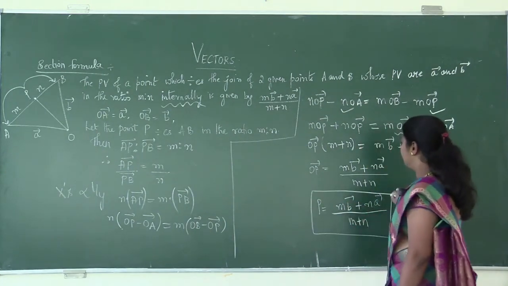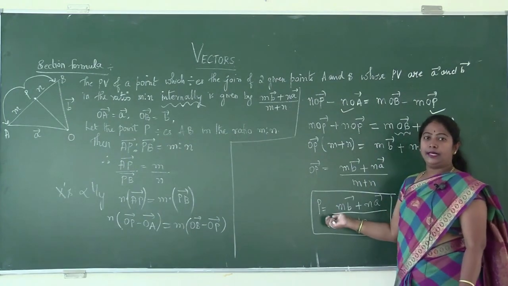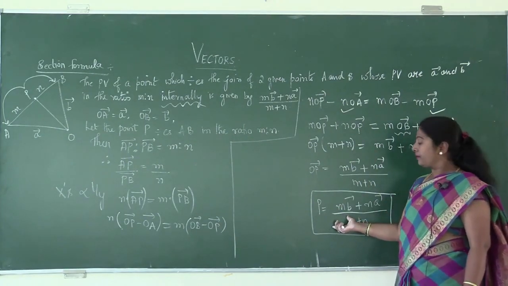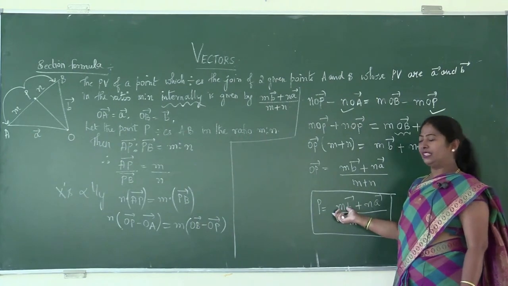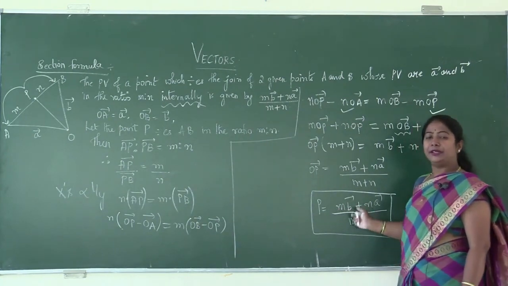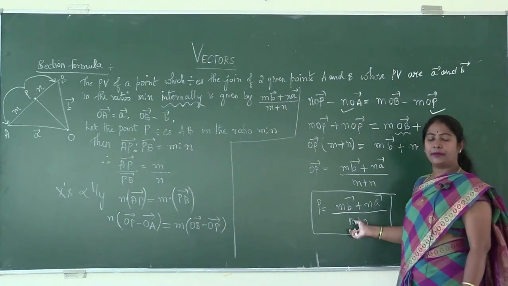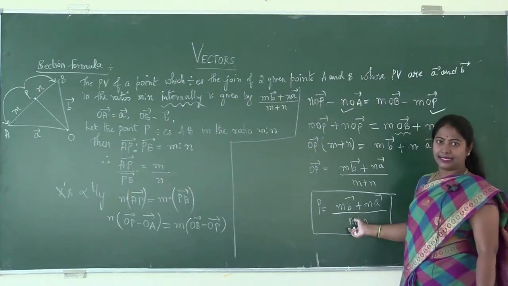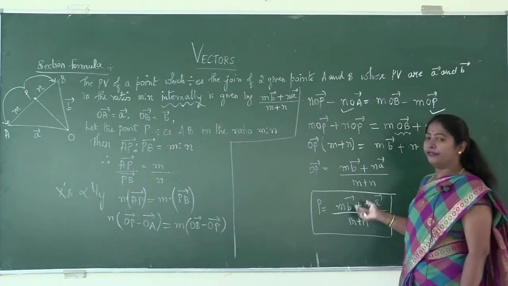This is the section formula in terms of internal division. For external division, instead of the addition sign, we just replace it by a subtraction sign. This is all about the section formula.